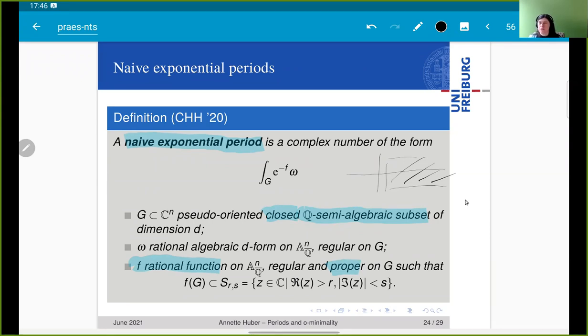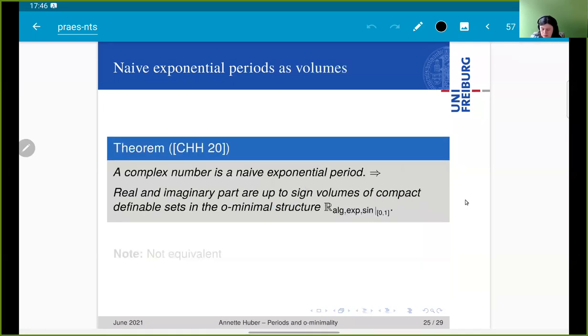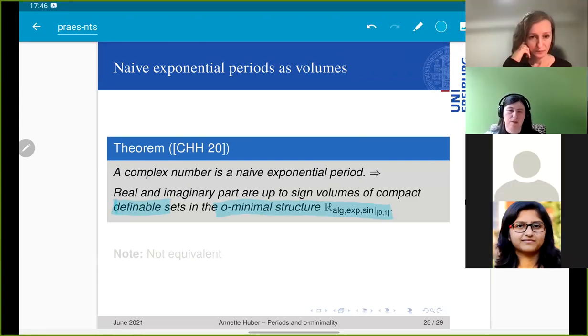This gives the same set of numbers as the one coming from comparison of rapid decay homology with twisted de Rham cohomology. So this is a good definition because it captures the information from cohomology. And as in the classical case, we find these numbers as volumes. So if a complex number is a naive exponential period, then its real and imaginary part are, up to sign, as much as you can hope, the volume, not of a semi-algebraic set, but of a definable set in a certain o-minimal structure. So that's finally where the o-minimality of my title comes in.